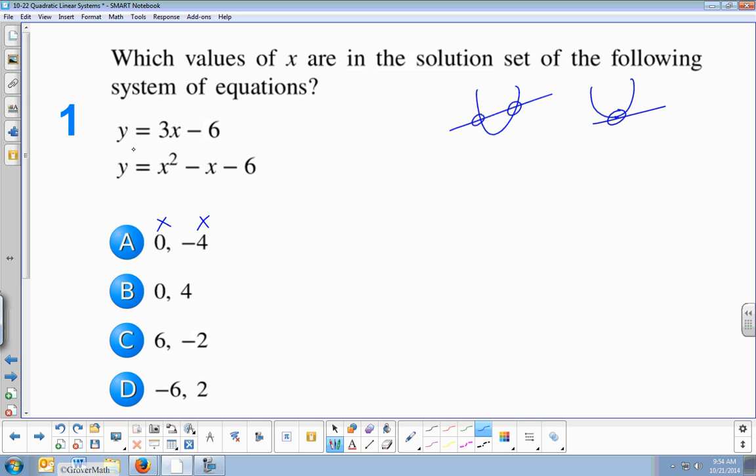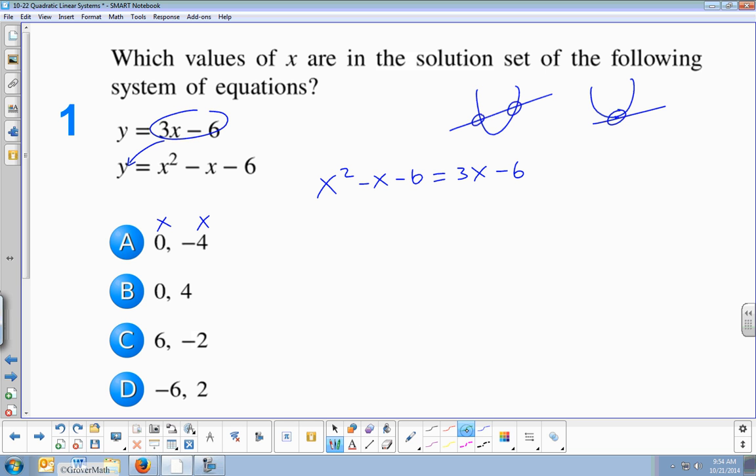So the key is that these are both set equal to y. And so if they're both equal to y, that means I can set both expressions equal to each other. So if y equals 3x minus 6 and y equals x squared minus x minus 6, that means I can have them equal to each other. So we'll do x squared minus x minus 6, and we'll set that equal to 3x minus 6. It's almost like substituting, where if y equals 3x minus 6, that means I can replace y with 3x minus 6. And so I can set the expressions equal to each other.